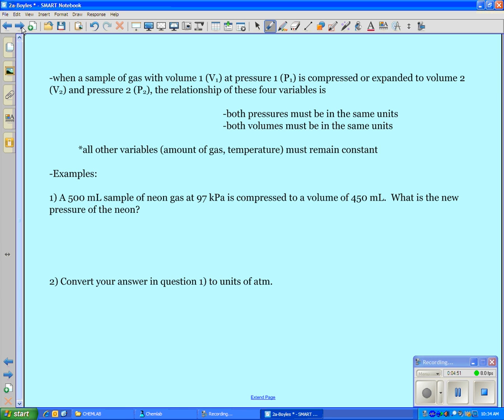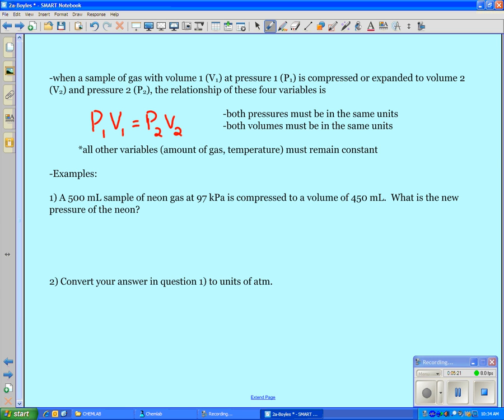So when we have a sample of gas with volume 1 and pressure 1, and that's compressed or expanded, so we compressed ours down to volume 2 and pressure 2, the relationship that we want for these four variables is usually written as P1 times V1 equals P2 times V2. So this is the mathematical relationship that most people know as Boyle's law.